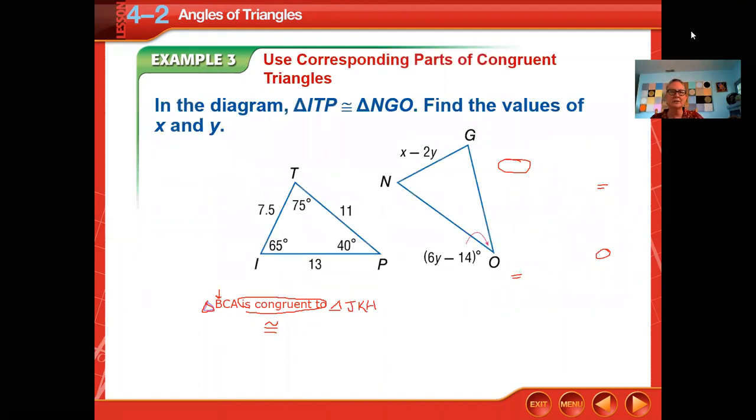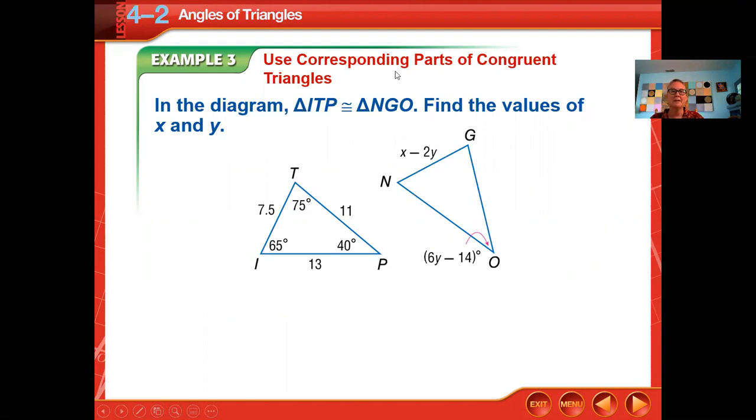And then my next example, I have an example. Let me clear the drawings. So in this diagram, triangle ITP is congruent to triangle NGO. Find the values of X and Y. Okay, when they tell me this congruent statement, that's all the information that I need.